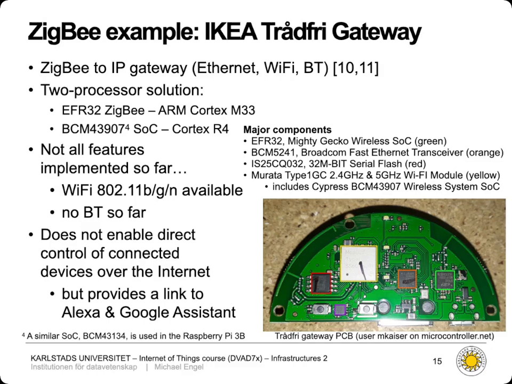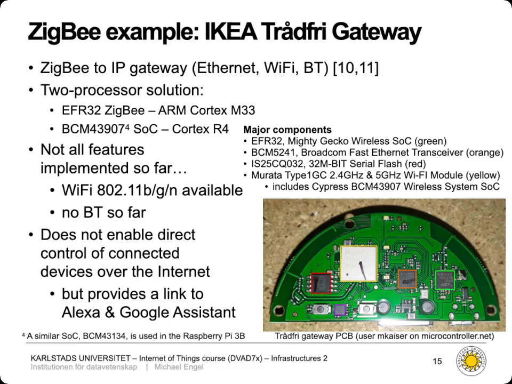So one example for ZigBee is something you can just buy right away in the next IKEA store, which is the gateway for the Tradfri network. This is actually a relatively complex solution that interfaces ZigBee to regular IP networks like Ethernet, Wi-Fi, or even Bluetooth. You see the PCB of that device on the lower right-hand side, and we identify some of the major components here by color. It actually has two microprocessors to handle this. There's an EFR32 ZigBee controller, which is an ARM Cortex-M33 microcontroller, and there's an additional system on chip able to handle Ethernet and Wi-Fi by Broadcom. This is another chip of the ARM Cortex family called R4. This is a very powerful device. In addition, it has some other components like flash.